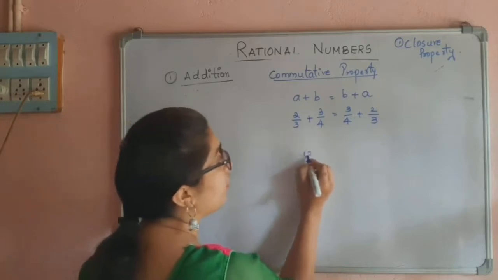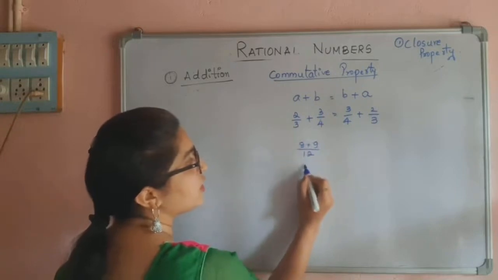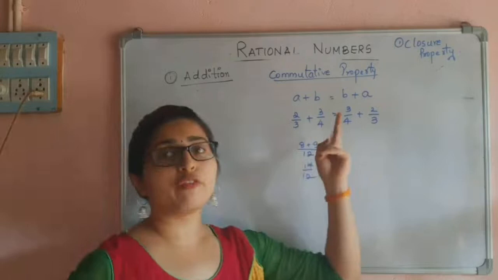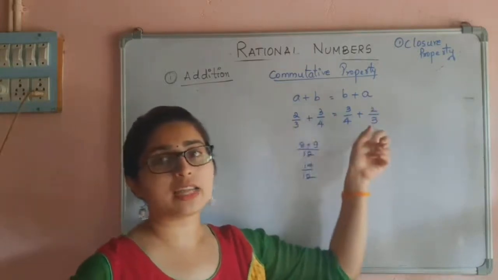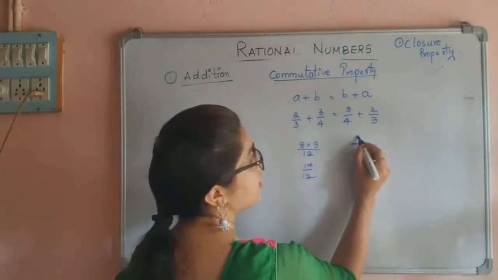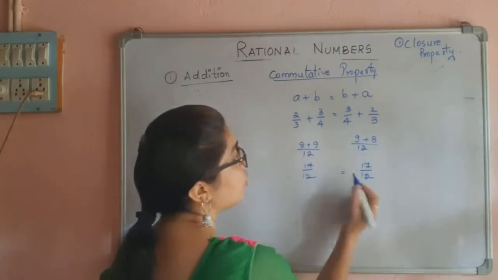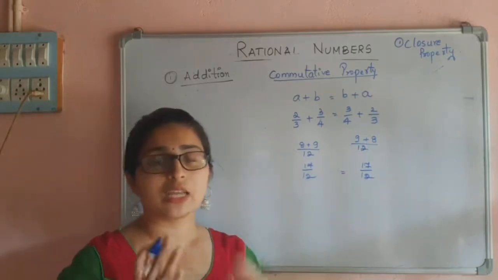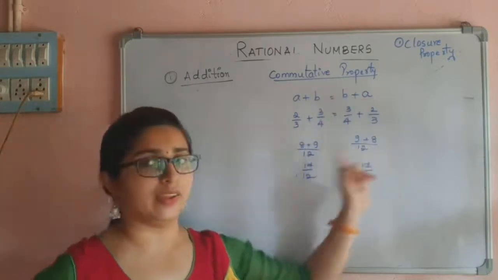3 into 4 12, cross multiply, 2 4s are 8, 3 3s are 9. So this is 17 by 12. Now I have changed the order of rational numbers. Order, that means I have taken 3 by 4 first, and next I am taking 2 by 3. So again it is 12, cross multiply, 3 3s are 9, 4 2s are 8. This is also 17 by 12. So 17 by 12 is equal to 17 by 12. That means LHS is equal to RHS. So this commutative property is satisfying here, right?